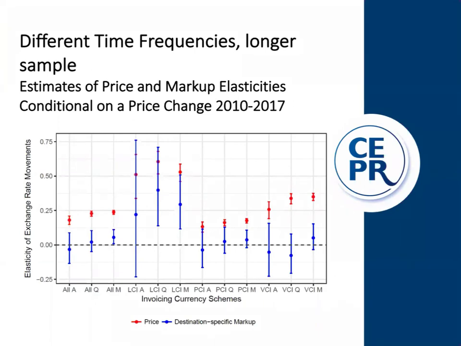The one thing that stands out here is when we look at transactions invoiced in local currency, we see that the export price elasticity is quite high. That corresponds to a low exchange rate pass-through into import prices in the foreign market. And a large portion of this high export price elasticity arises from the firms strategically adjusting their markups differently in different markets.